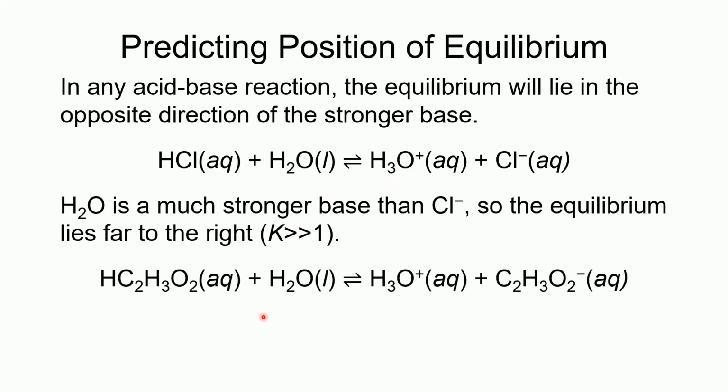All right. So now we want to look at this one. This is acetic acid plus water gives us hydronium and acetate. We want to compare water to acetate. Water is the base here, and acetate is the conjugate base of acetic acid. So water versus acetate.